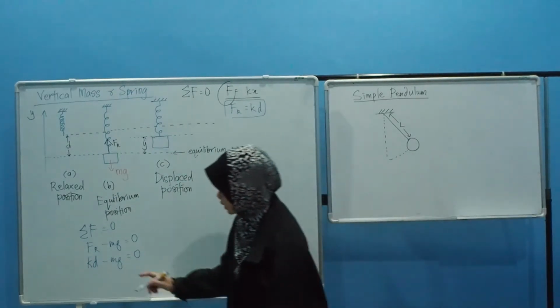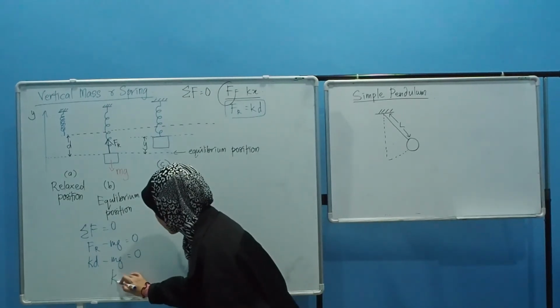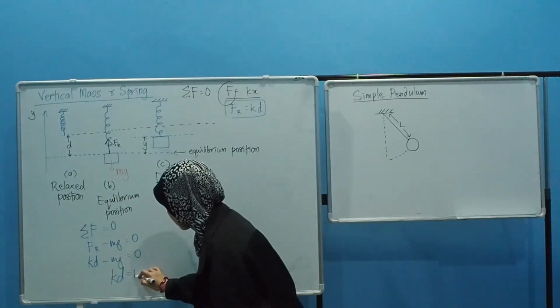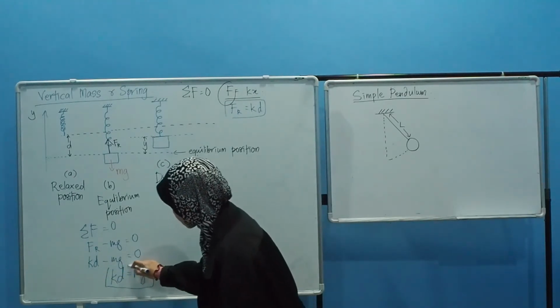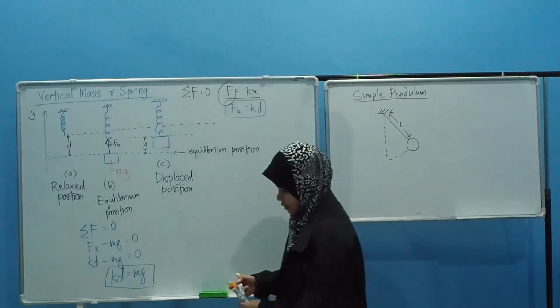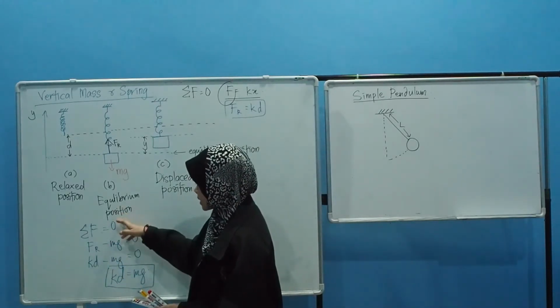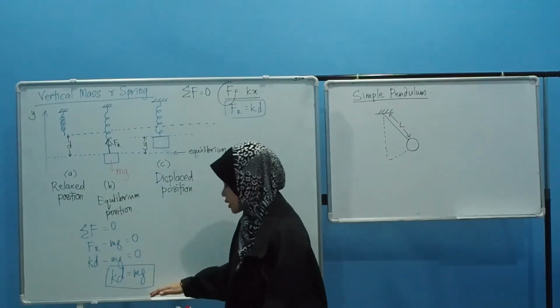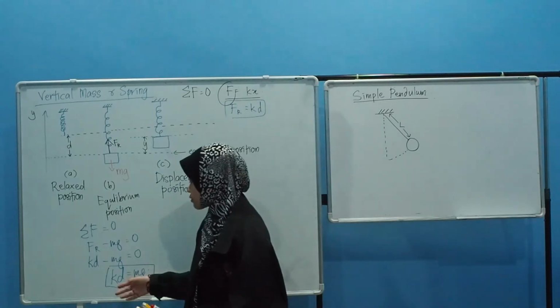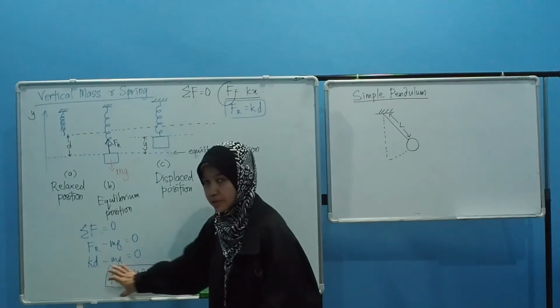So from here you will get one relation. Kd is equal to mg. This is the relation when the object is at equilibrium position. Kd is equal to mg. So from here, you can find the value of K, the spring constant, by using this relation.